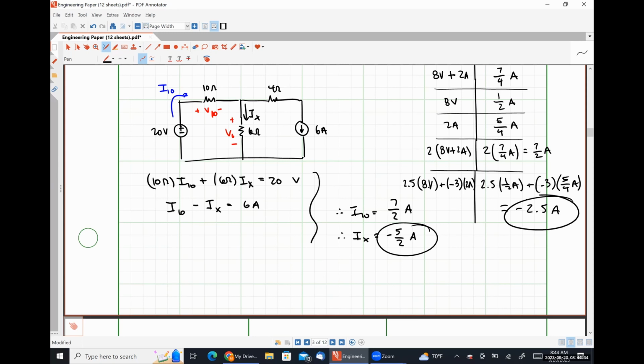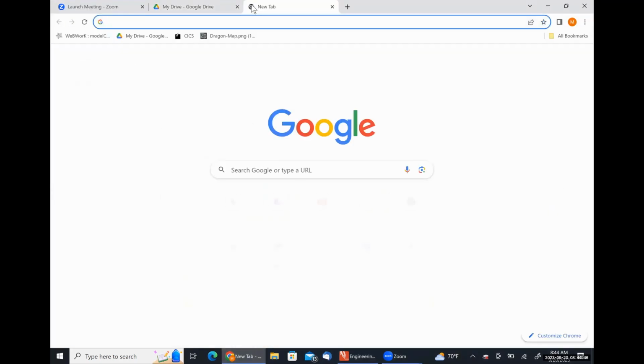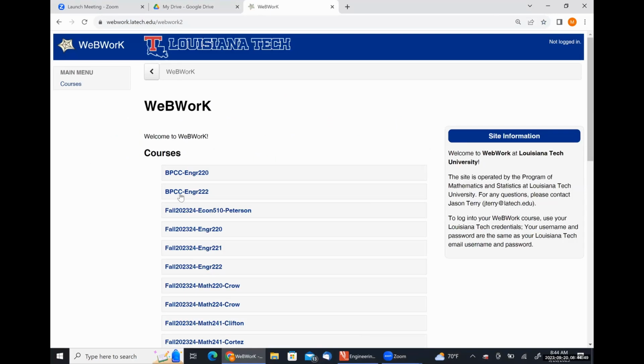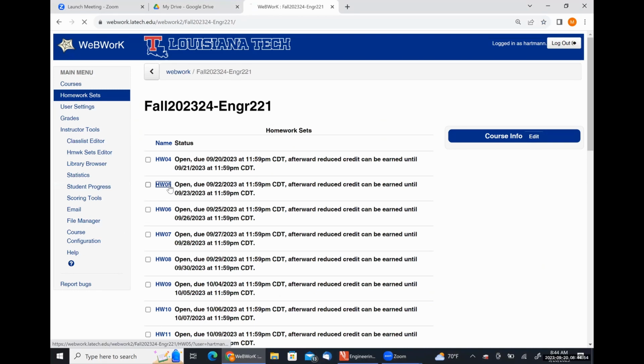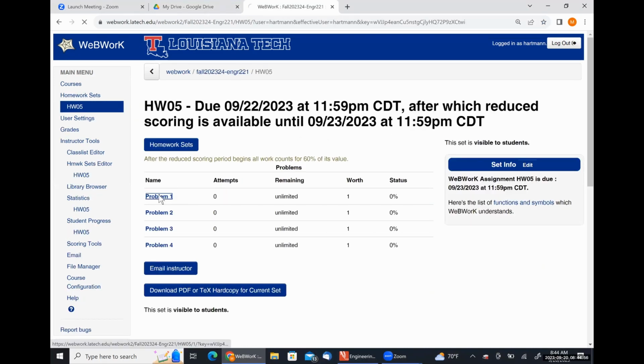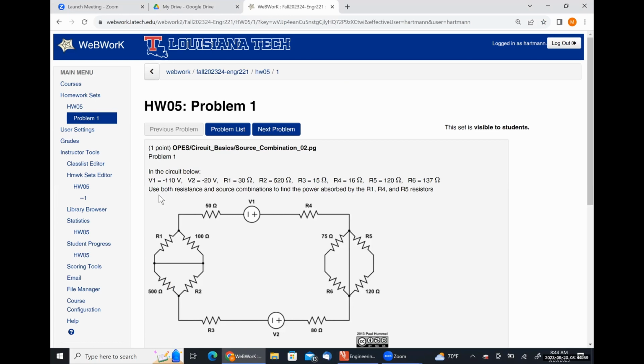All right, so that is enough ranting out of me. I do want to point a couple of things out here. So first, let's look at the web work assignments, because I'm going to tell you something a little crazy. So this should be homework set number 5. All right, so for this first one, problem 1 has absolutely nothing to do with superposition. Okay, so let's just start there.